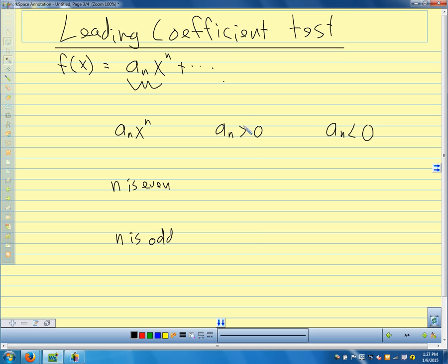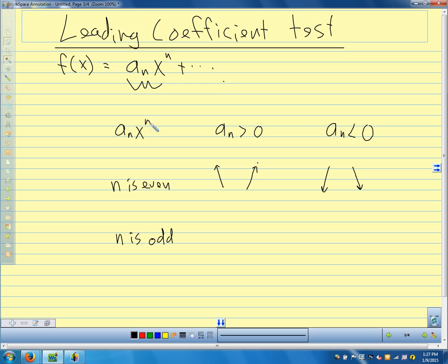So if n is even and our leading coefficient is positive, it behaves like y equals x squared. And all we have to do to tell what it eventually does is draw a couple of arrows. Eventually it does this. It could do all kinds of crazy stuff in between, but eventually it's going to go up on both sides. And if a sub n is negative, eventually it goes down on both sides.